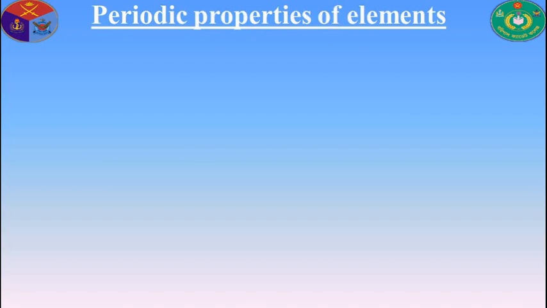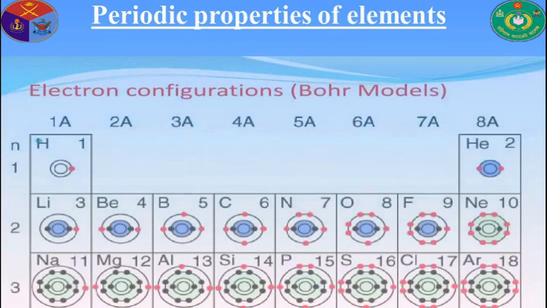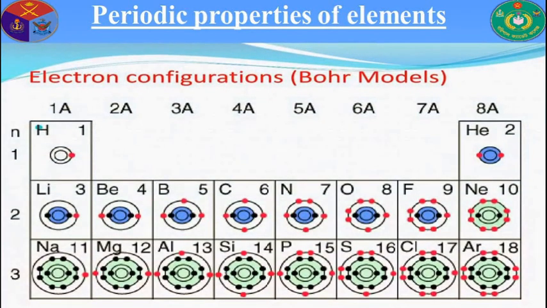Now, move on to the next periodic property, which is ionization energy. The amount of energy necessary to remove 1 mole of electrons from the outermost orbit of a mole of gaseous atoms of an element in its ground state to form a mole of unipositive ions is called the ionization energy of that element.